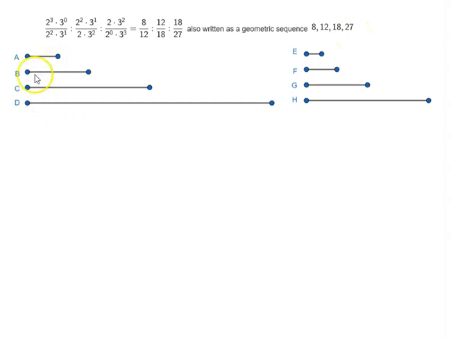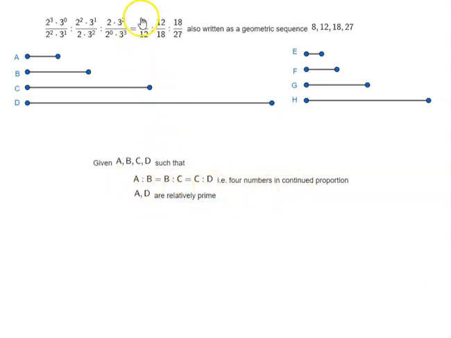And what Euclid does is he gives us a method of constructing this in this proposition. So let us see how we go about proving this. Given A, B, C, D such that A is to B equals B is to C equals C is to D. That is four numbers in continued proportion. It's given that A and D are relatively prime. Since they are relatively prime, A, B, C, D are the least numbers having the same ratio as them, based on one of our propositions which we have already seen.